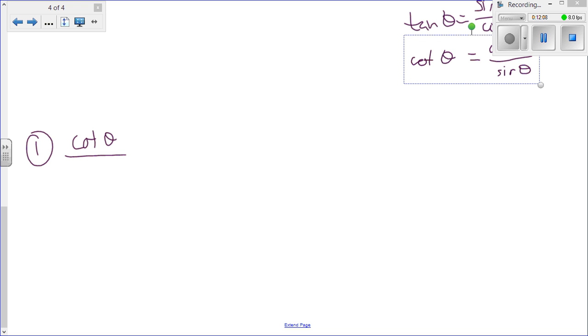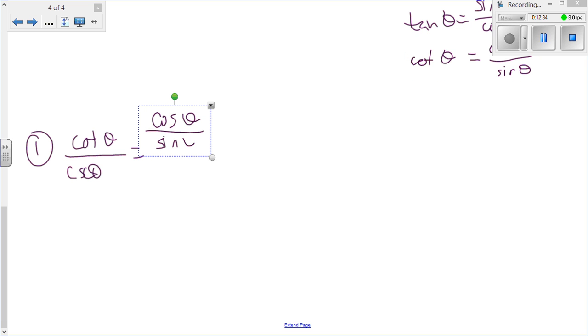cotangent theta over cosecant theta. Oops, forgot my C there. We hardly ever use the substitution of 1 over tangent for cotangent. We use cosine over sine, especially since the directions say to write it in terms of sine and cosine. So cotangent is equal to cosine theta over sine theta. And cosecant is 1 over sine theta.